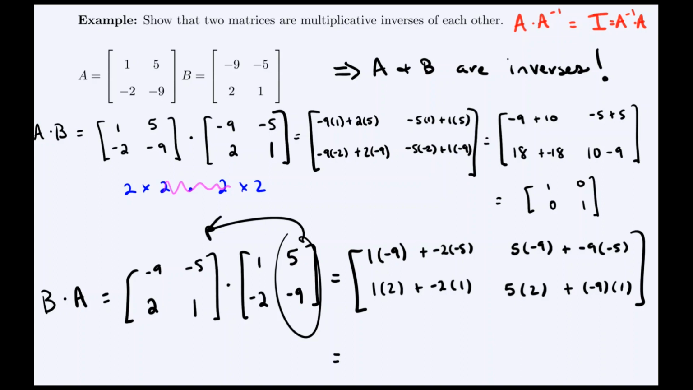Simplifying these, this is -9 plus a positive 10, which simplifies to be a 1. Positive 2 plus -2 would be 0. -45 plus positive 45 is 0. 10 plus -9 is 1. And we verified that these are identities again.